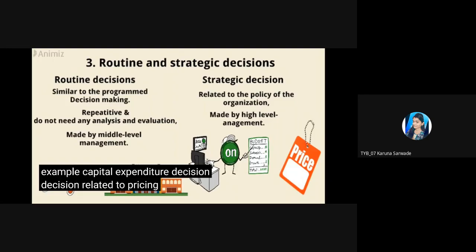And strategic decision means, at the organization level, decisions about salary levels, any policy regarding employees, and budget-related things. That will be a strategic level decision, and it will be taken by the higher authority only, the higher management level. That type of decision comes under the strategic decision. This is the third type of decision.